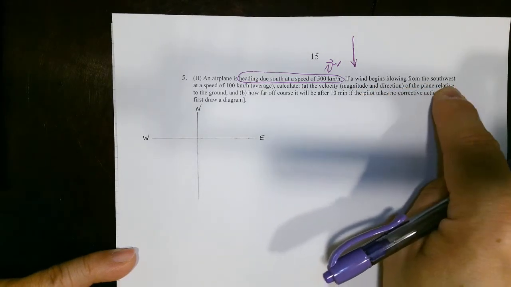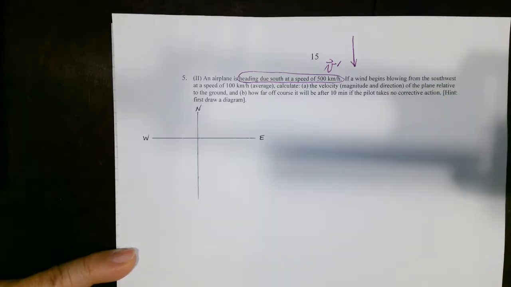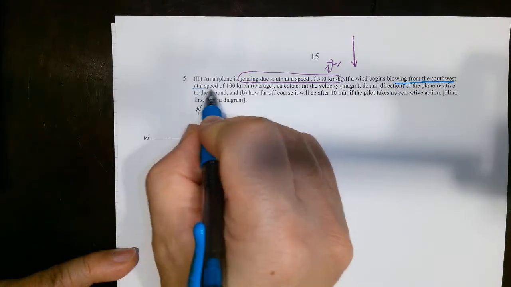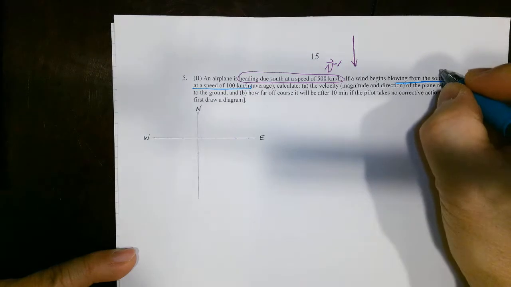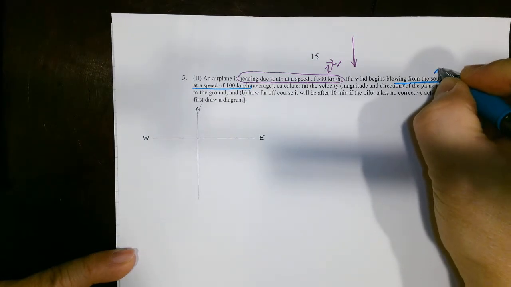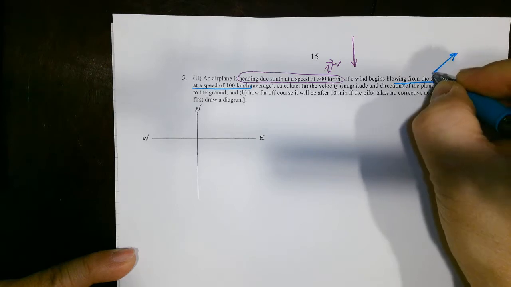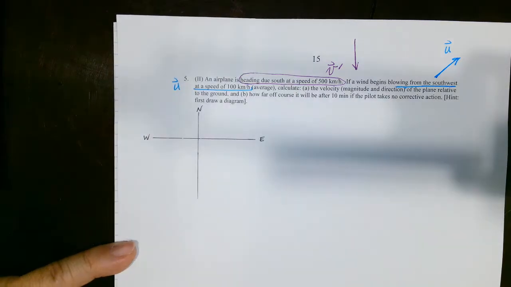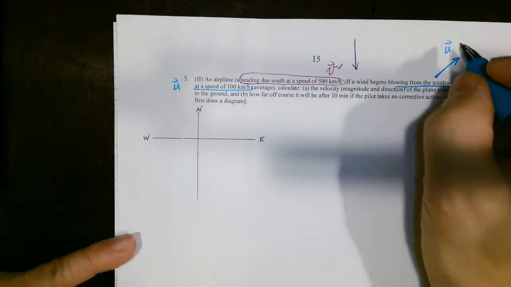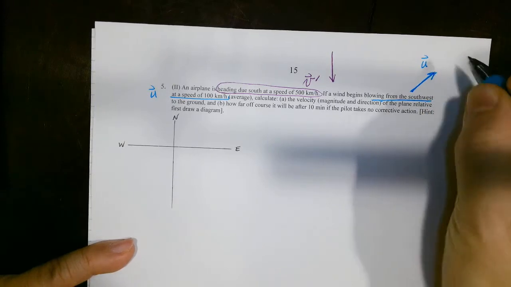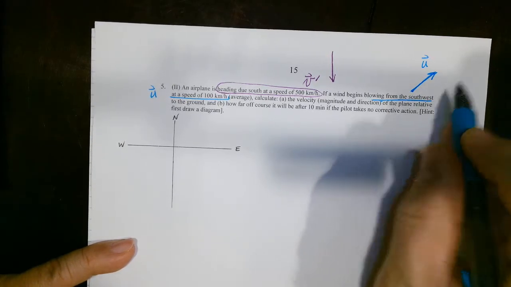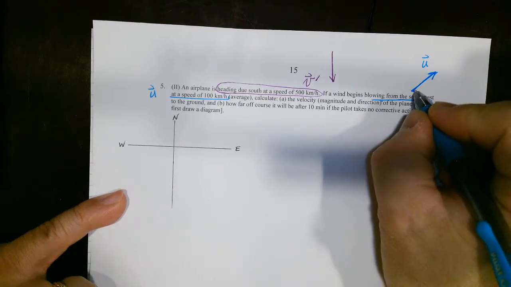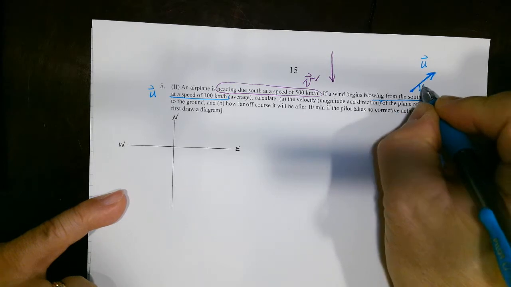to blow from southwest, so it's blowing from southwest at speed of 100 kilometers per hour. So, since it's blowing from southwest, it's blowing towards northeast. Okay, and this is our U. Because my U is actually splitting southwest, so southwest is from here going that way, it's blowing northeast. This angle here is 45 degrees.